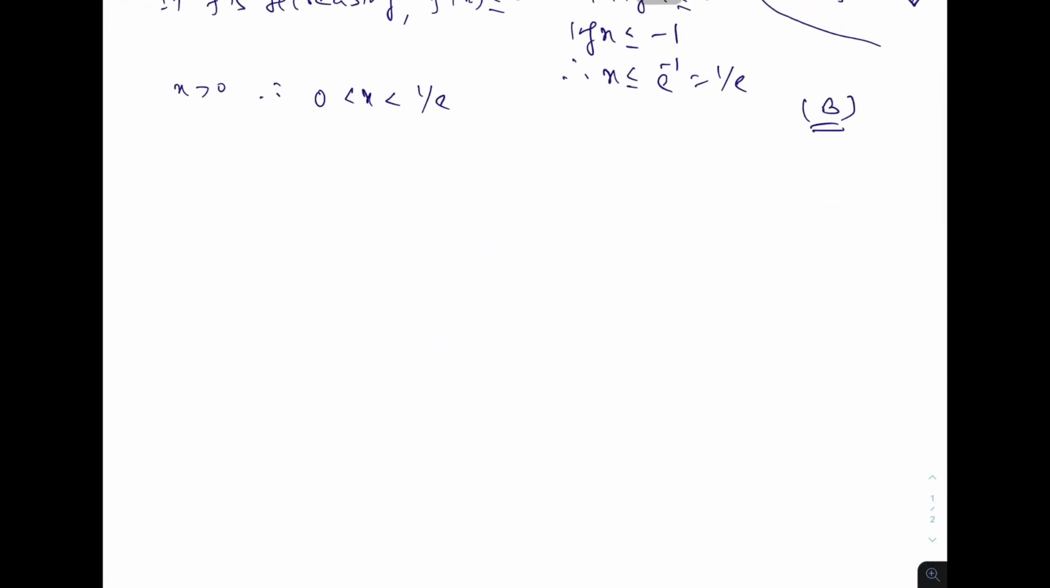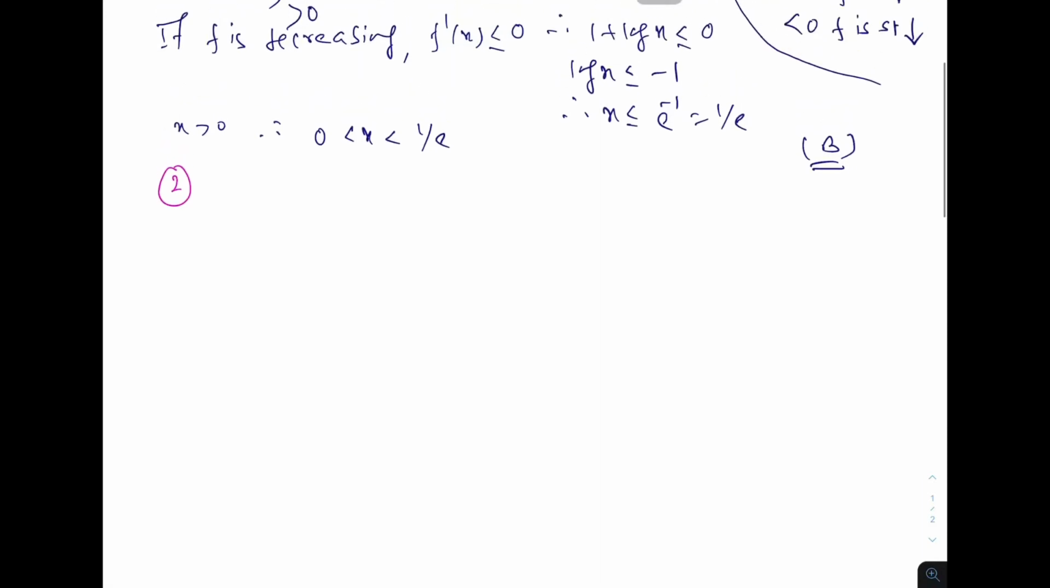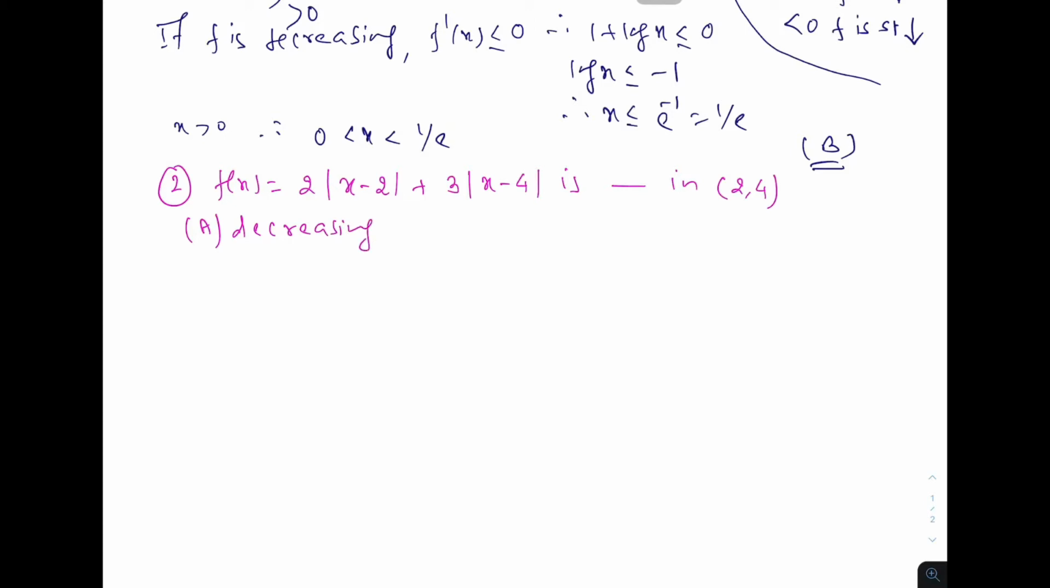Next, f(x) equal to 2 times modulus x minus 2 plus 3 times modulus x minus 4 is blank. That means either decreasing, increasing, or constant, in the interval 2 to 4. So options are decreasing, increasing, constant, or cannot be decided.